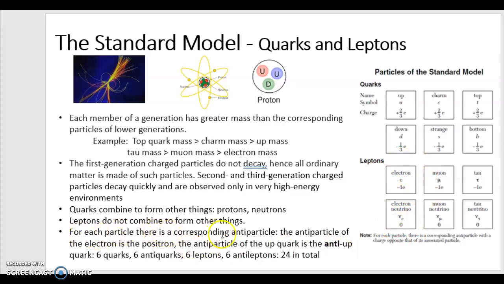And for each particle, there's a corresponding antiparticle. So the antiparticle of the electron would be called a positron. The antiparticle of the up quark would be the anti-up quark. And so overall, we'd say that there's 6 quarks and 6 antiquarks, and there's 6 leptons and 6 antileptons. And so overall, there's 24 particles that make up everything in the universe.